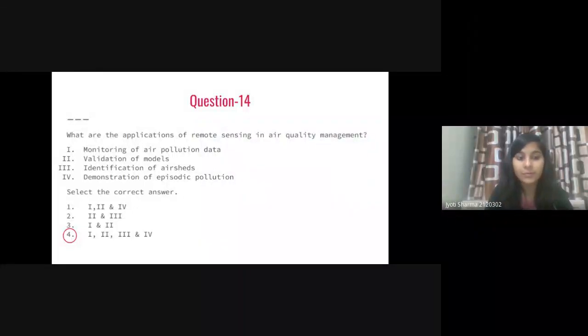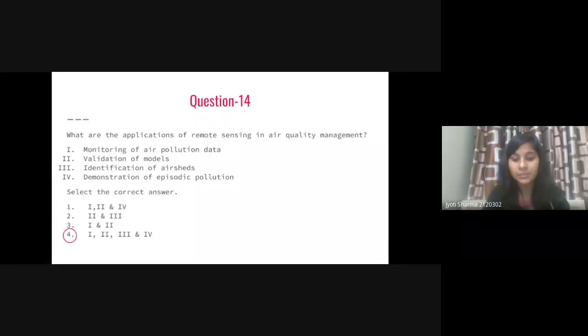Then the fourth is the demonstration of episodic pollution. If you see that in Delhi, there is a high level of aerosol in the atmosphere whenever there is episodic pollution. Such aerosols present in the atmosphere can be captured by remote sensing. We will see this principle in the next slide: if you have aerosol in your atmosphere, then the light that is coming will be scattered, meaning your light intensity or light amount will be reduced. Such reduction in the light can be measured by remote sensing. So that can also give you the data for episodic pollution as well.